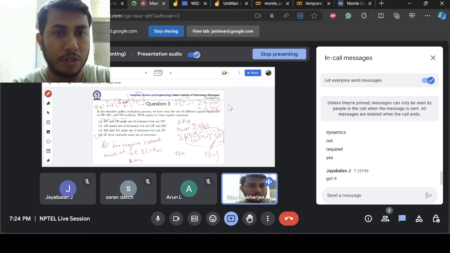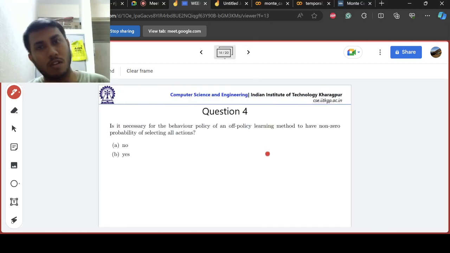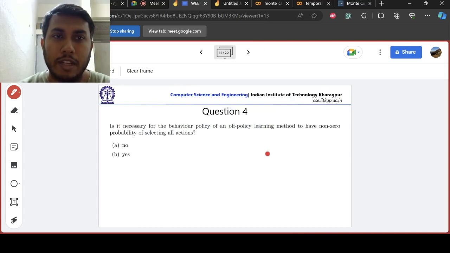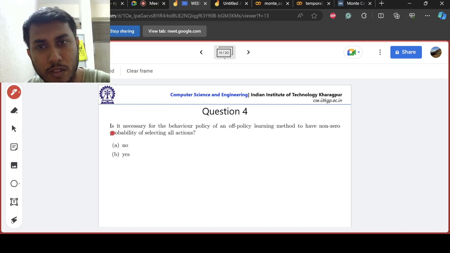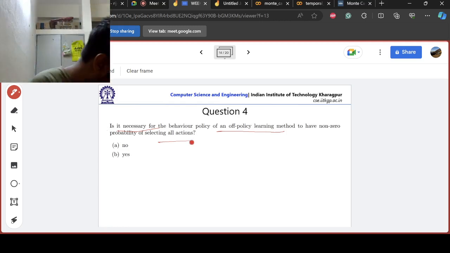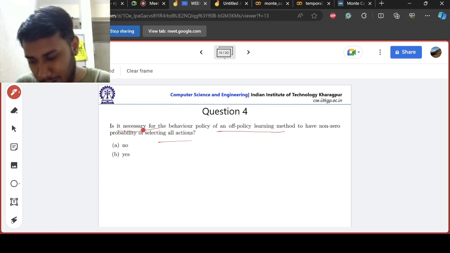Okay, so let's go to the next one. Is it necessary for the behavior policy of an off-policy learning method to have non-zero probability for selecting all actions? I didn't touch on it much, but let me just derive it now, since I have a lot of space here.